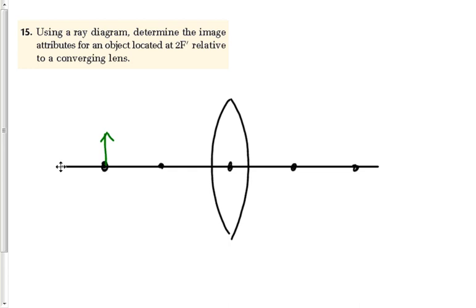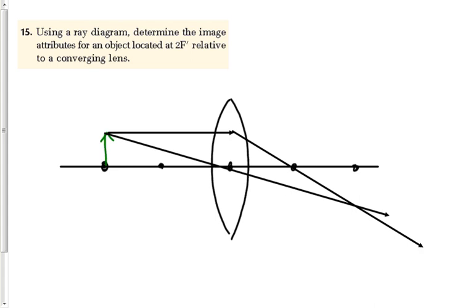Now we're going to draw the ray diagram. First ray, hopefully I have the distances good here so that it works out. First ray parallel to the principal axis, down through the focal point. Second ray is going to go down through the optical center. Going to more or less work out here. The image is going to be formed right here.